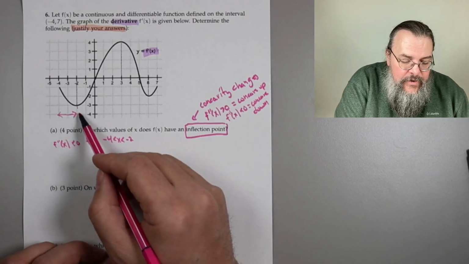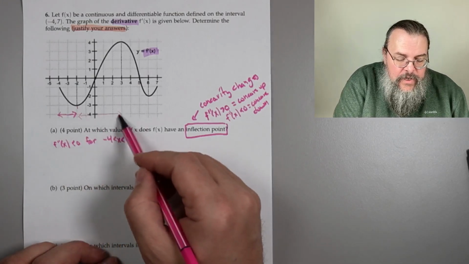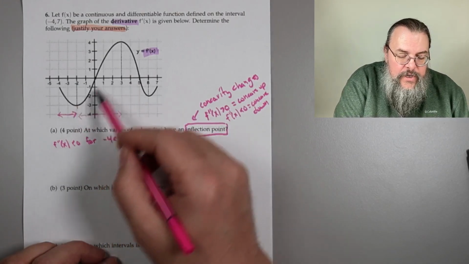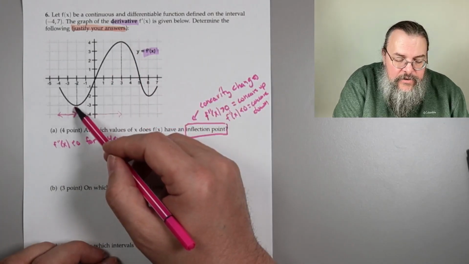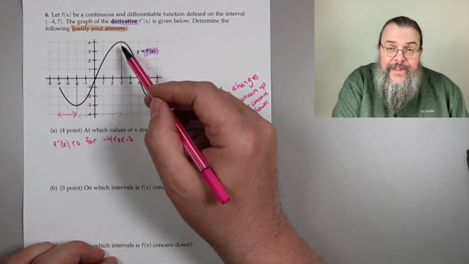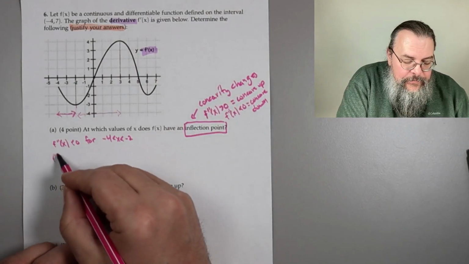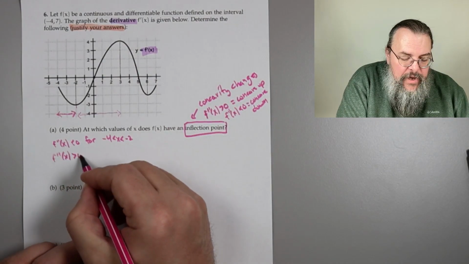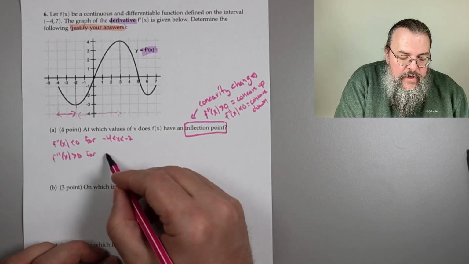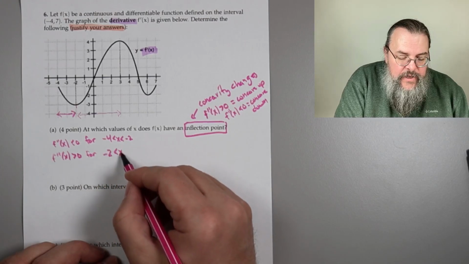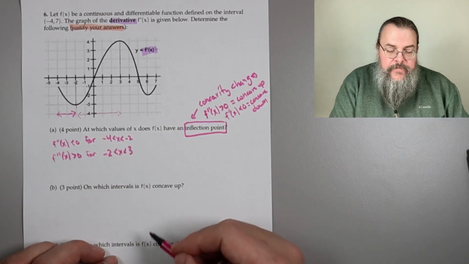And then we say, oh, we see from negative 2 to positive 3, our derivative is increasing. So that says the derivative of the derivative, which is the second derivative, is positive. And that's between negative 2 and positive 3.